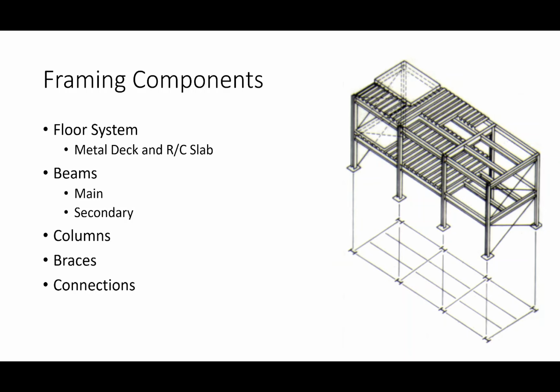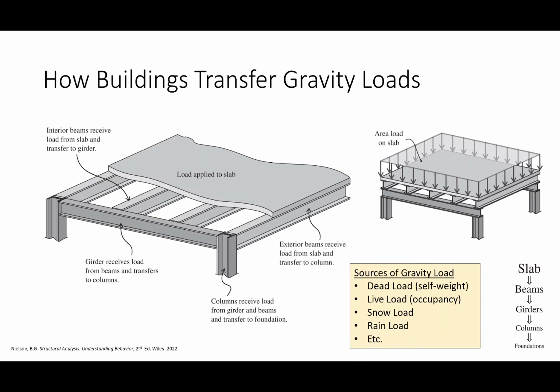But yeah, like I said, beams, columns, braces, and connections, that's pretty much the be-all, end-all of a framing system. So let's look at how buildings would transfer what we call gravity loads. We're going to talk about two different groups of loads in structural engineering, and those groups of loads are going to be gravity loads and lateral loads. Gravity loads are, like they sound, ones that act in the direction of gravity.